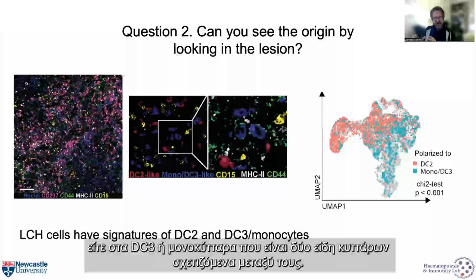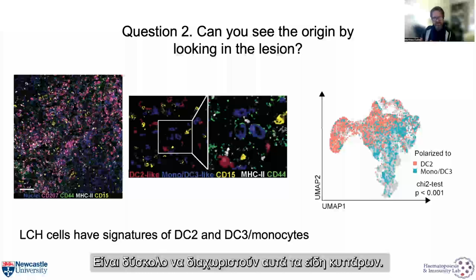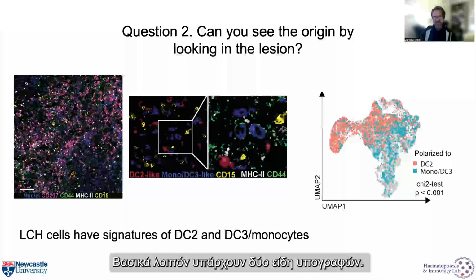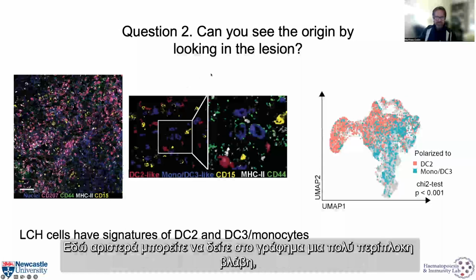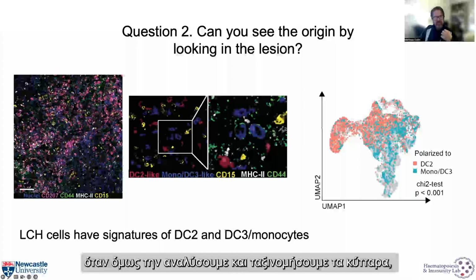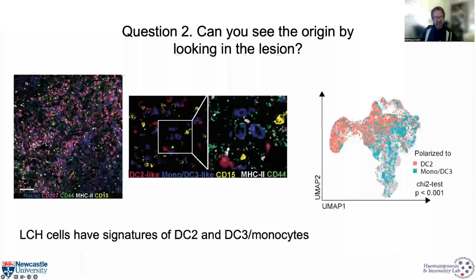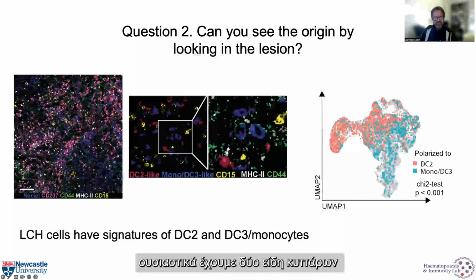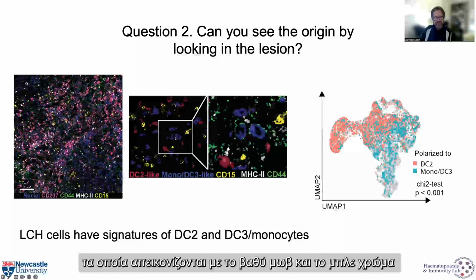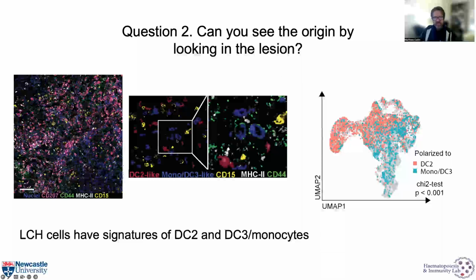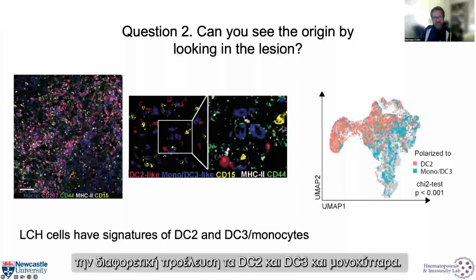These cells are quite closely related, so it was difficult to separate those two, but there were basically two signatures, a DC2-like and a DC3 or monocyte. And you can see on the left here this very complicated looking lesion with all these different types of cells, but when you classify them, you essentially have two types of LCH cells, the dark purple ones and the blue ones, which are indicating the two different origins from DC2 or DC3 monocyte.